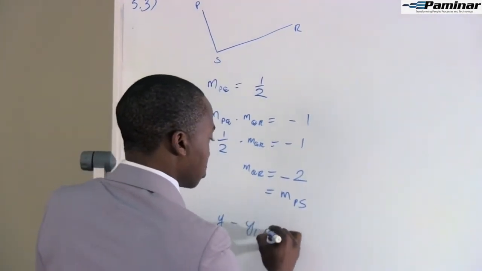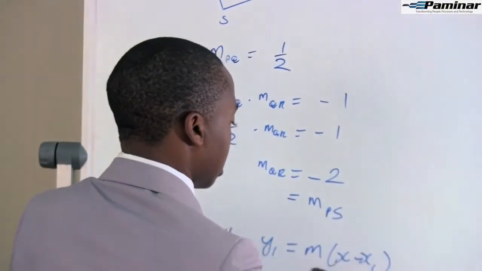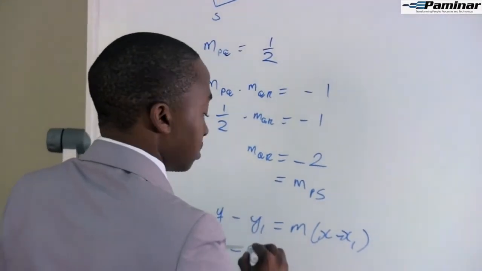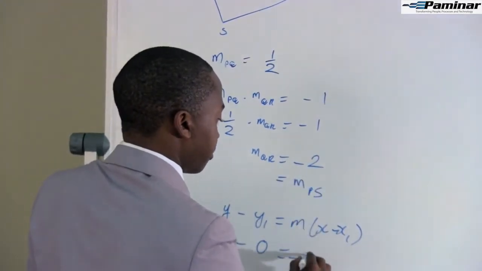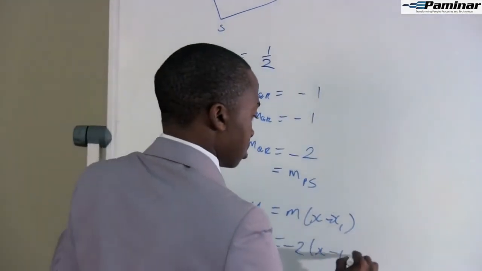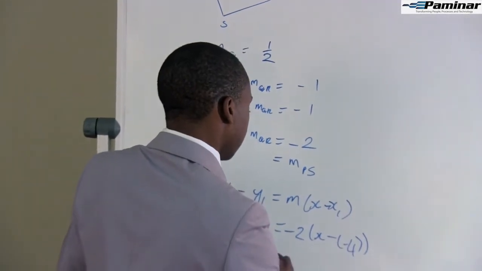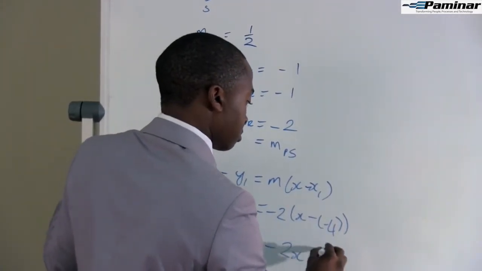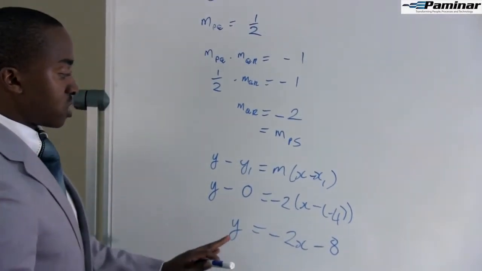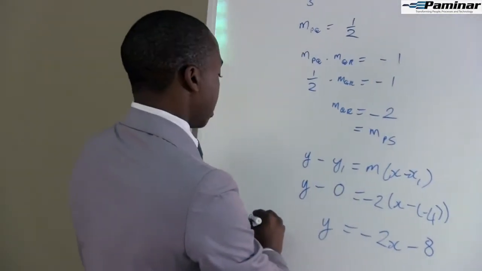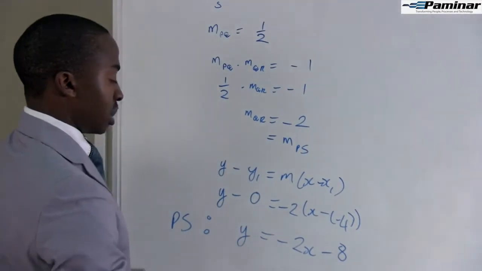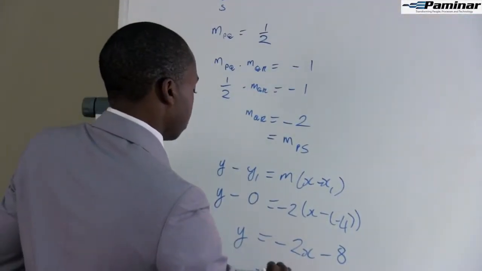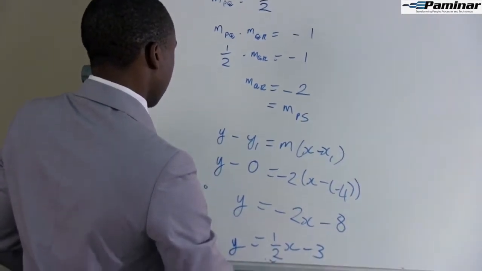Then once again, we use this formula, y minus y1 is equal to m times x minus x1. We'll use the point P since it's on that same line. So it becomes y minus, the y1 is 0, is equal to m, -2, times x minus x1, which is -4. Then we simplify this. This will become y is equal to -2x, -2 times, this becomes +4, -8. So all in all, we've got y is equal to -2x minus 8. This is for the line PS. And earlier, we calculated what our line SR was, and we got y is equal to half x minus 3. This was for your SR.